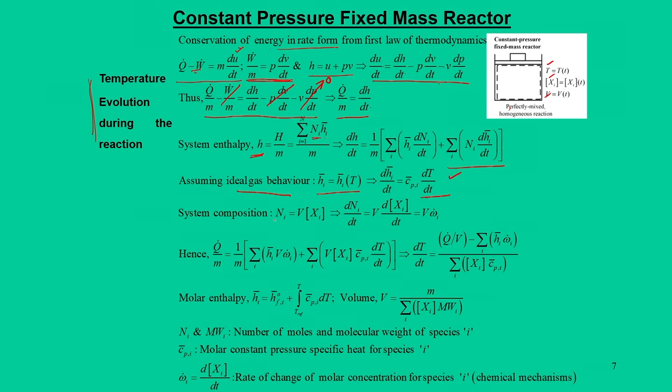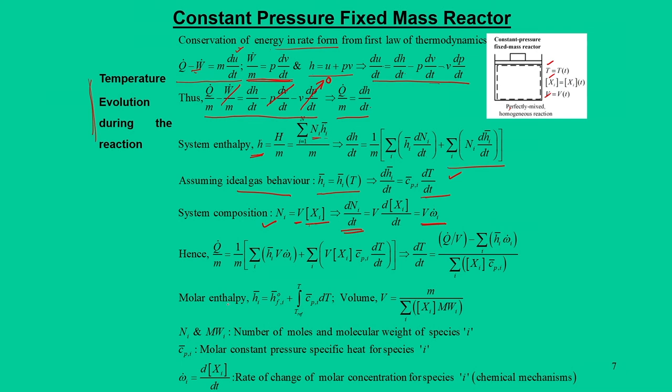Second part, we can also recall the system composition. Look into the number of moles of species that is formed, which is nothing but the concentration of the respective species multiplied by its volume. From these equations, we can find out how the number of moles of any species i changes with time, and this is nothing but dNi by dt. We write it as V into omega dot i, and omega dot i is nothing but the change of concentration of species with respect to time.